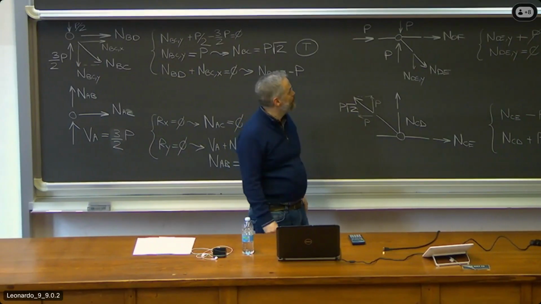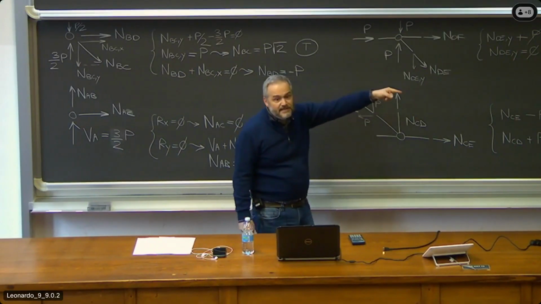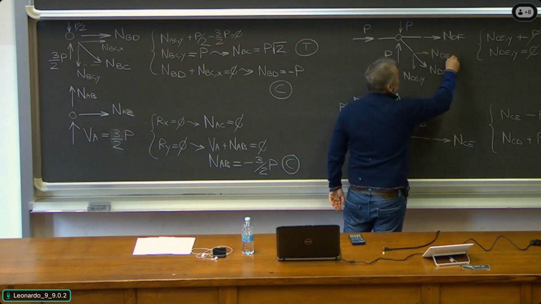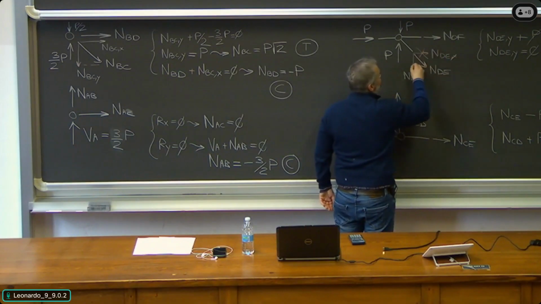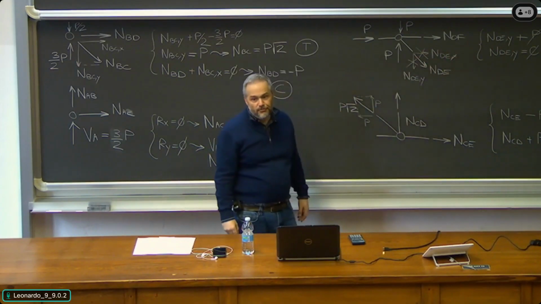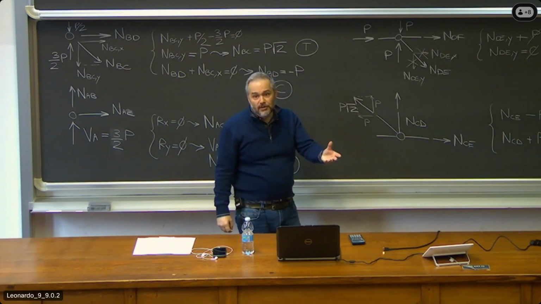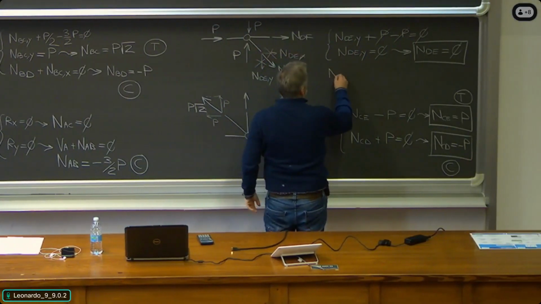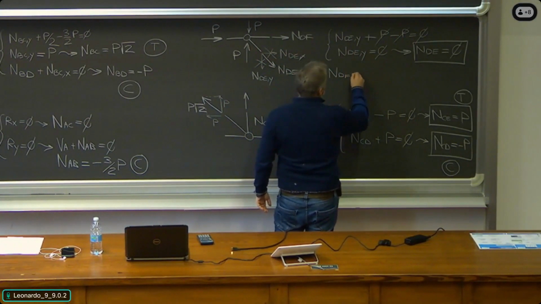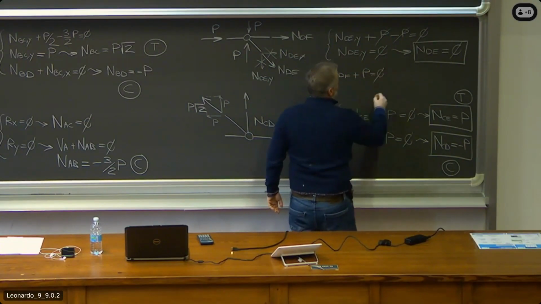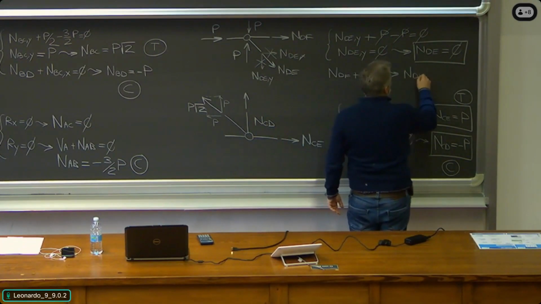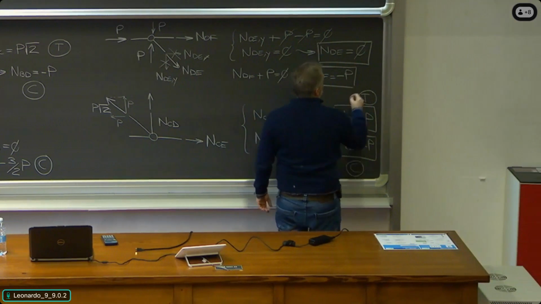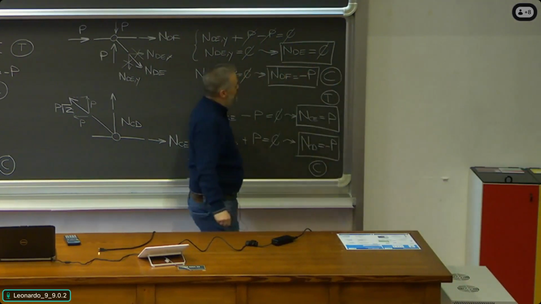Okay? If NDE is equal to 0, both NDEy and NDEx are equal to 0. So no contribution, which makes then the horizontal equilibrium, again, very simple, because it is simply NDF plus P equals 0, which means NDF is equal to minus P, which means it's a compression member.